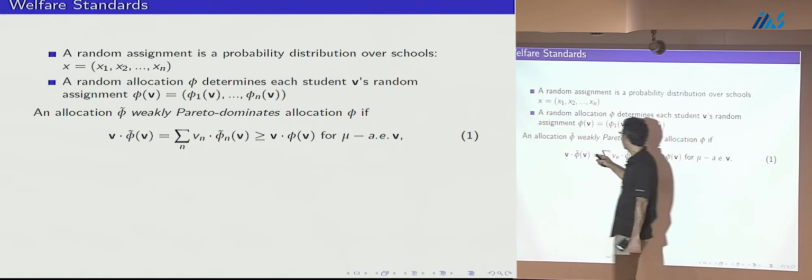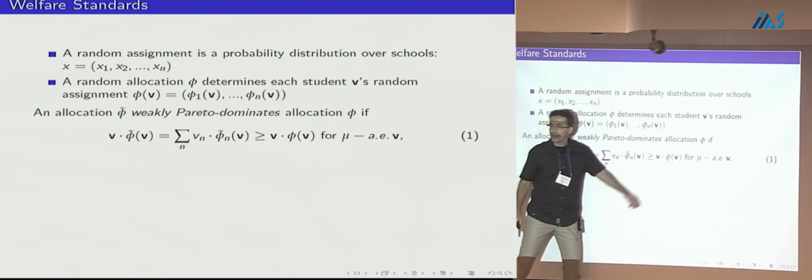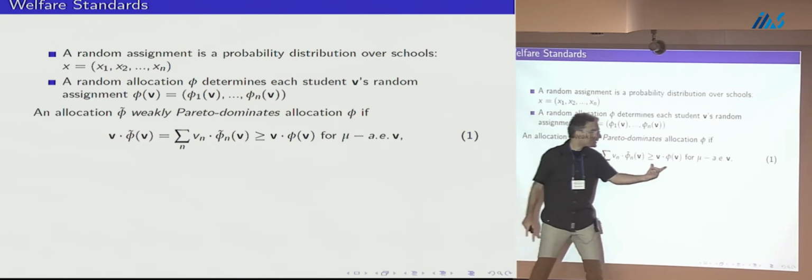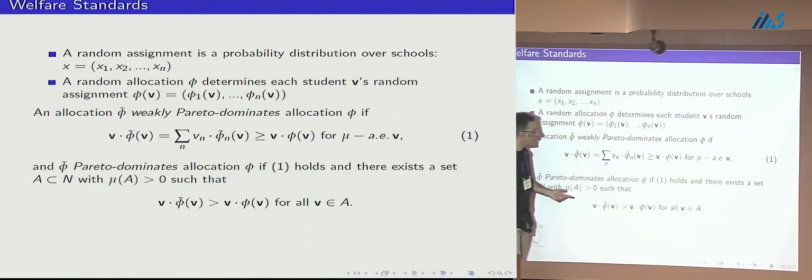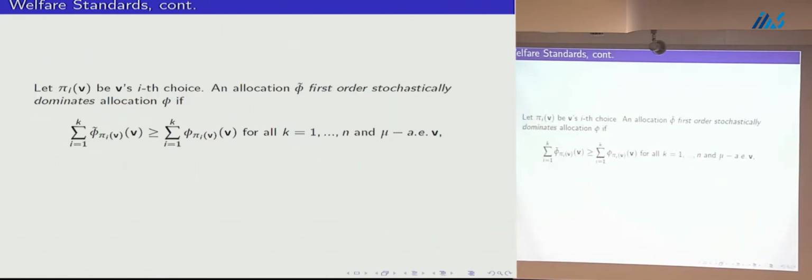And I'm going to have this standard notion. I'm going to say that an allocation phi tilde weakly Pareto dominates an allocation phi if every student's expected utility under phi tilde is at least as large as his expected utility under phi. And if a positive measure of students have a higher expected utility under phi tilde in addition to that, I'm going to say that phi tilde Pareto dominates phi. That is the standard definition of Pareto optimality. An allocation is Pareto optimal if there's no allocation that Pareto dominates it.